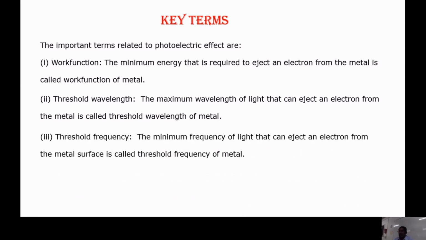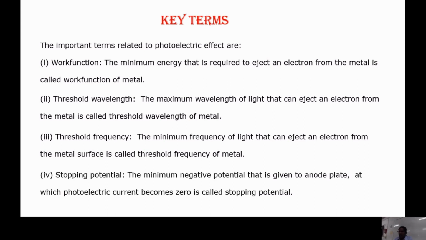The threshold frequency. In terms of frequency, we can define threshold frequency as the minimum frequency of light that can eject an electron from the surface of the metal. The stopping potential is the minimum negative potential that is given to the anode, which can stop the photoelectrons, and thereby the photocurrent becomes zero. So this is a very important term. We will be exploiting this for the understanding of Einstein's photoelectric equation.